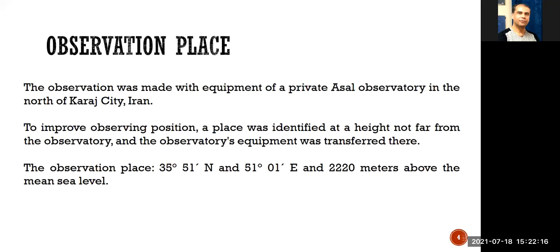The observation was made with equipment of the private ASAL observatory in the north of Karaj city in Iran. To improve the observing position, a place was identified at a height not far from the observatory, and the observatory equipment was transferred there. It is about 5 kilometers from the observatory, and the observation place was 2,220 meters above mean sea level, so it is very high.